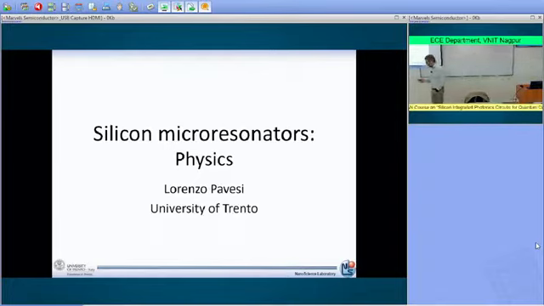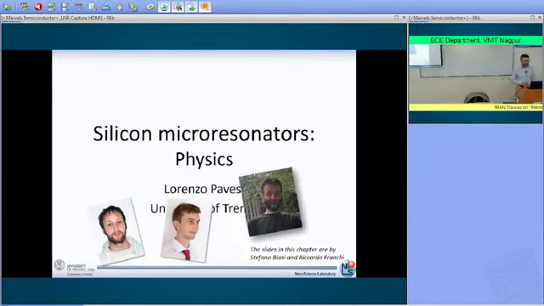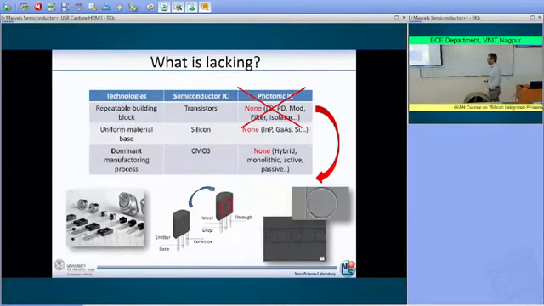So today I will try to introduce the physics of silicon microresonators, and then I will try to give you a few examples. I should say that these slides have been prepared by people in my lab: Stefano Biasi, Riccardo Franchi, and Boulan Aslan. And yesterday we did a comparison between the semiconductor microelectronics industry and the photonics industry.